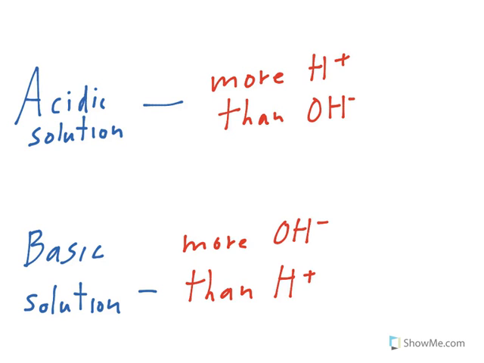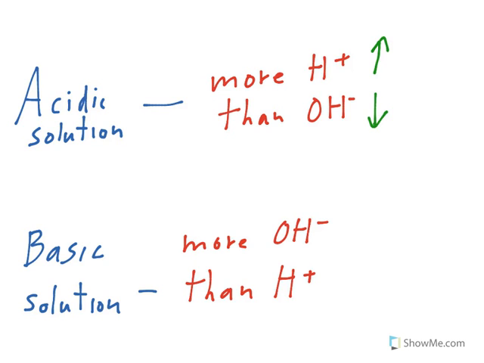An acidic solution is a solution that has more H plus ions than OH minus ions, and a basic solution is one that has more OH minus ions than H plus ions. So that's pretty simple and straightforward. So it seemed pretty simple that an acid is something that when I add it to water, it's going to increase the amount of H plus and decrease the amount of OH minus.